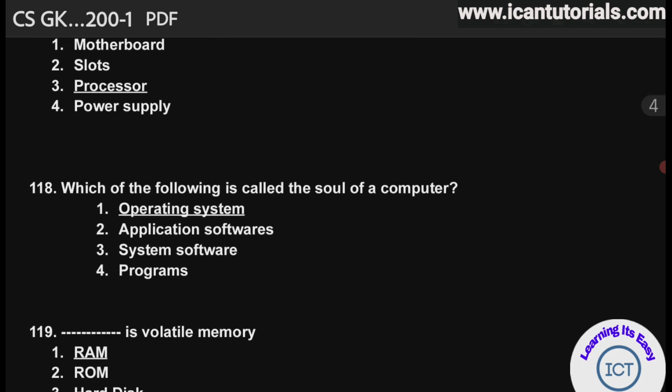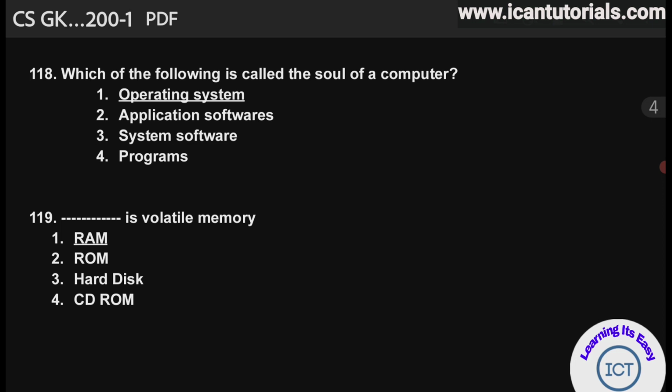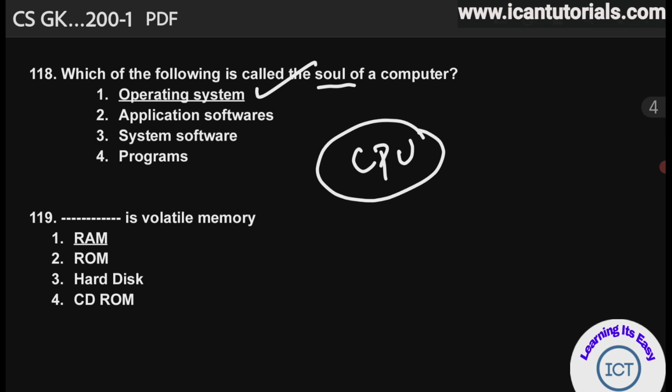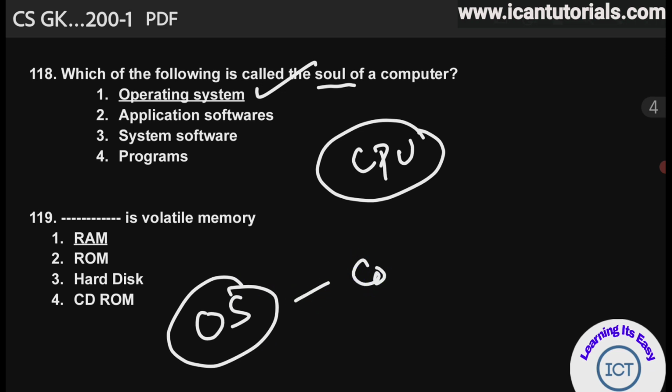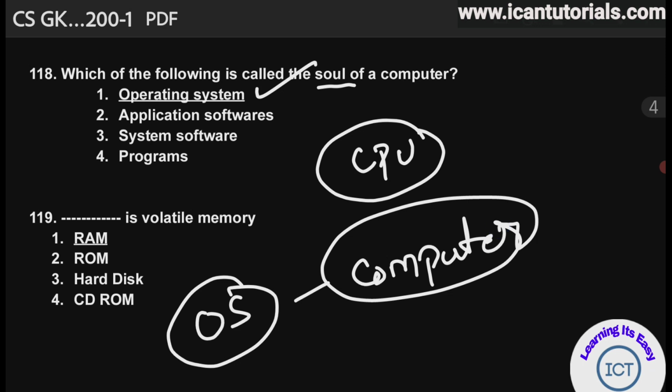Now let us see the next question. Which of the following is called the soul of computer? And the answer is operating system. The brain of our computer is the CPU or processor or microprocessor, and the soul of our computer is the operating system. Without an operating system, our computer or laptop or even mobile doesn't work. Operating systems are like the soul of our computer, and the CPU is like the brain.